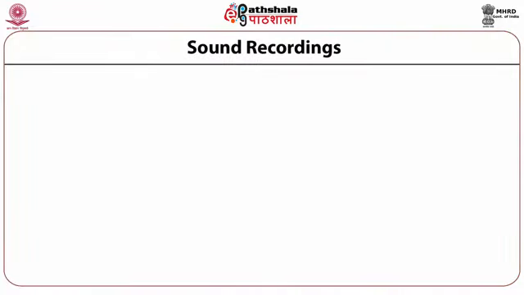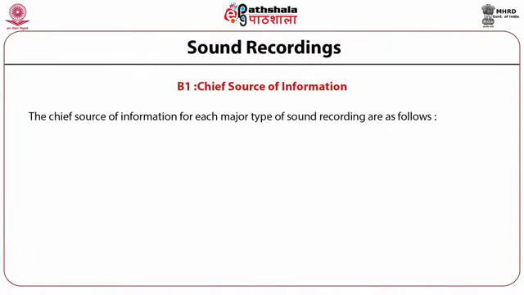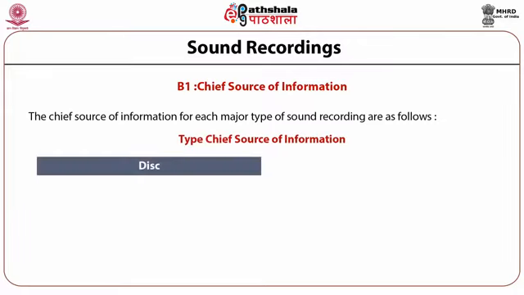What is sound recording? You are all using sound recordings: tape reel, tape cassette, then disc. These are the examples of sound reel, cartridge, like that. So, what is the chief source? From where will you get the information to catalog such sound recordings? First is a disc. Suppose disc. Then where will you get the information?